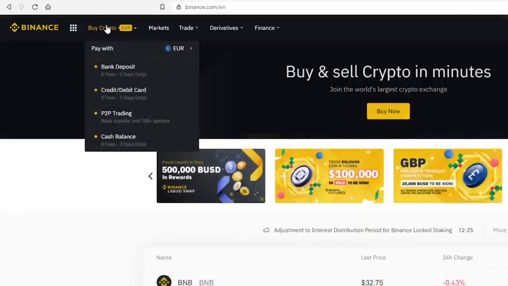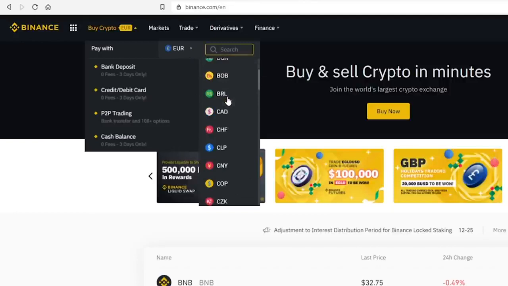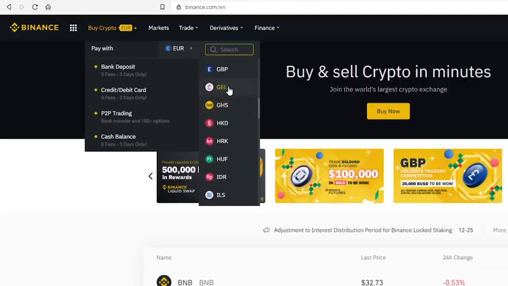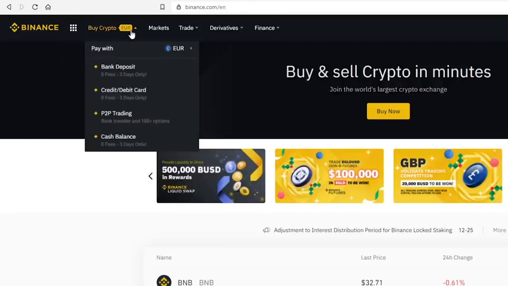So you can see over here that you have where it says buy crypto, right? And you can choose which currency to pay with. So it says pay with. And if I click this little button here, it has a list of so many fiat currencies that you can use to deposit crypto onto Binance. So this is not all the fiat currencies in the world. You might find that your local currency is not available here.